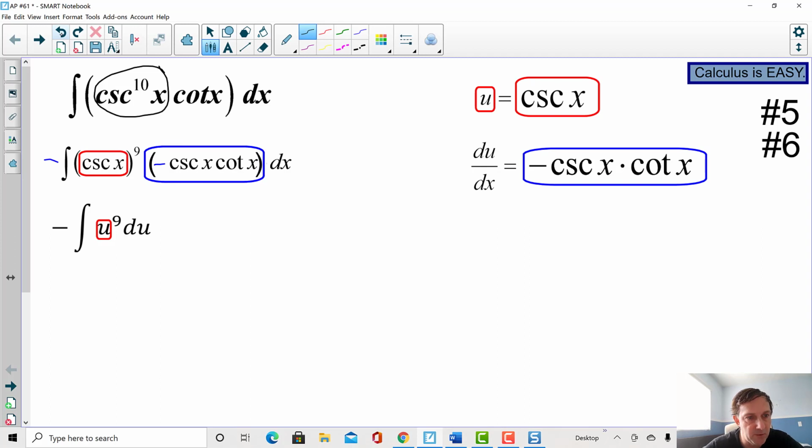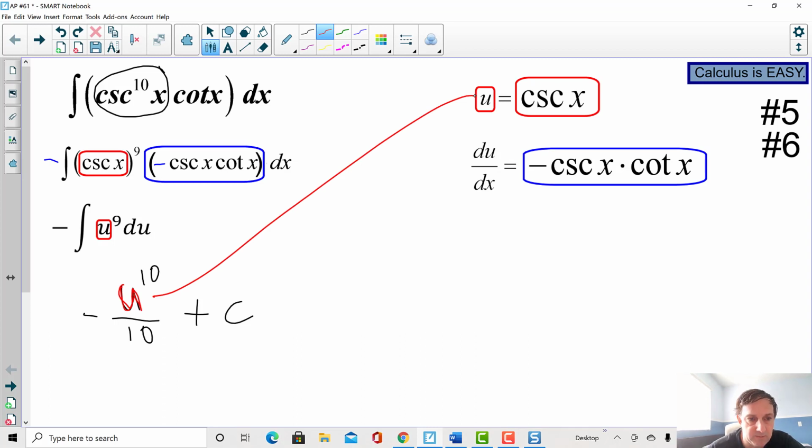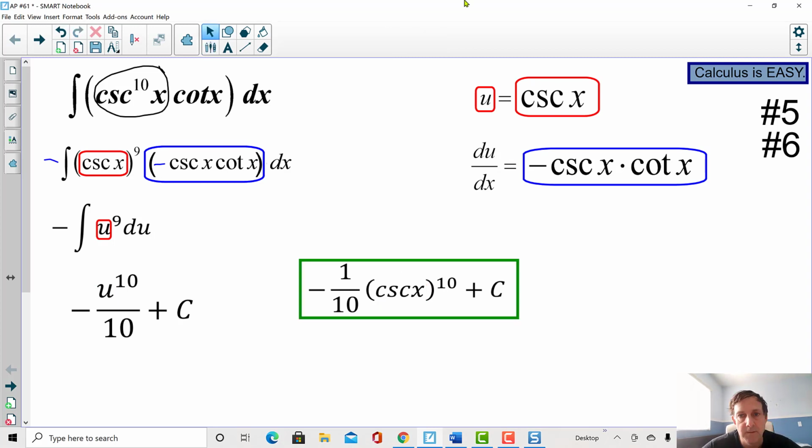Okay, this is an easy integral to do. We're going to get u to the 10 over 10. We want to put our plus c. We don't want to forget this negative, bring down the negative. And of course, we have to plug in for our u. Our u was cosecant of x. Okay, after replacing the u with cosecant of x, we get our final answer. Let's put it in a box, and that's it.